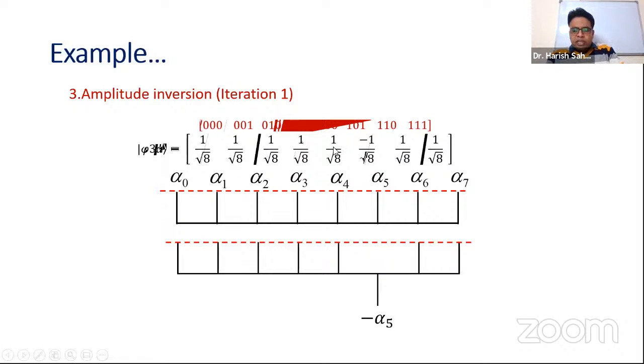So what is the other operator that changes the phase of the desired state? Our desired state is basically 101. So after that, what will happen? Initially, all are having the same amplitude, that is basically 1 by root 8. After this phase inversion operator, the phase of this state will change. Earlier it was plus alpha 5, now it will become minus alpha 5. So is it clear? What is happening is just changing the sign of this amplitude, from plus to minus here. Okay.